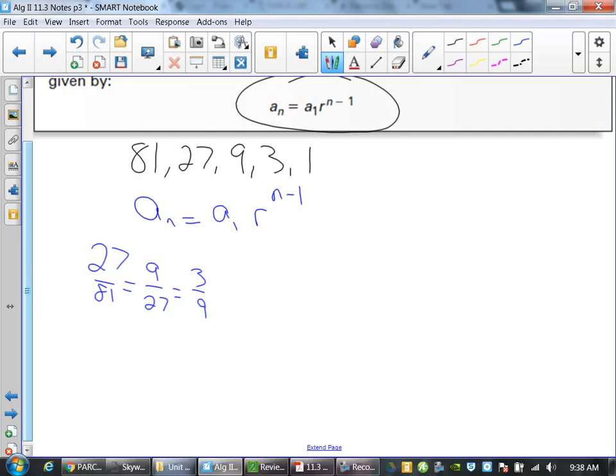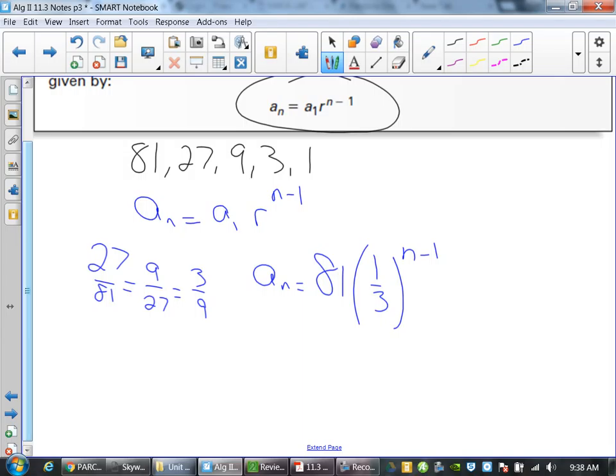So the rule for this would have been a sub n equals 81 times the quantity 1/3 to the n minus 1. And that's really all it was. Very, very straightforward. Remember to put parentheses around your rate when you raise it to your exponent. That's about as tricky as it gets. Okay. This portion of it, I'm assuming, was relatively straightforward. Am I correct in assuming so? Okay. Now, the other part with geometric sequence: a sub n was first term times r to the n minus 1.